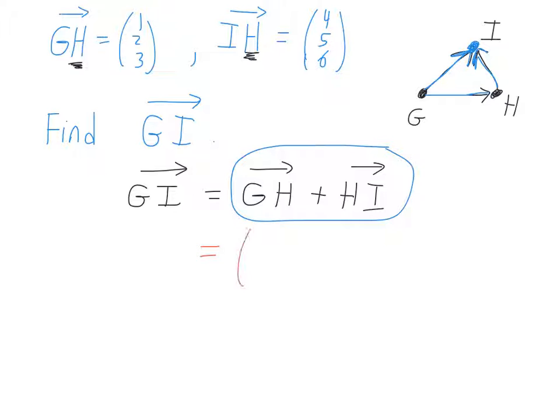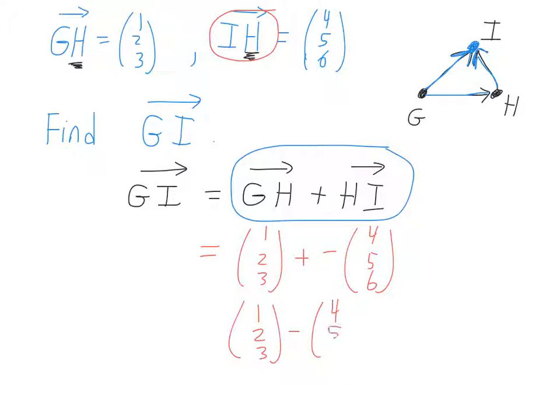Well, GH is 1, 2, 3. Plus, now wait a minute, notice how we have vector IH and we need vector HI. We talked about how we need to negate the vector in order to flip-flop those letters. So we're really looking at 1, 2, 3 minus that 4, 5, 6. So our final answer for our vector would be -3, -3, -3. Just going straight across and subtracting. So this would be our final answer for vector GI.